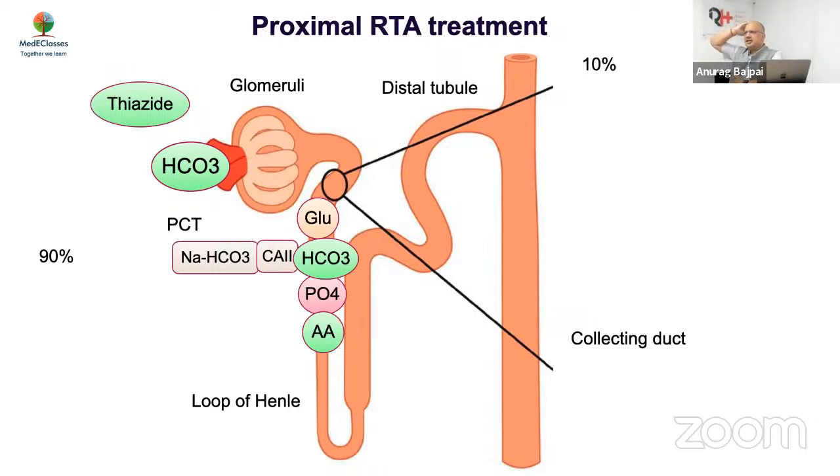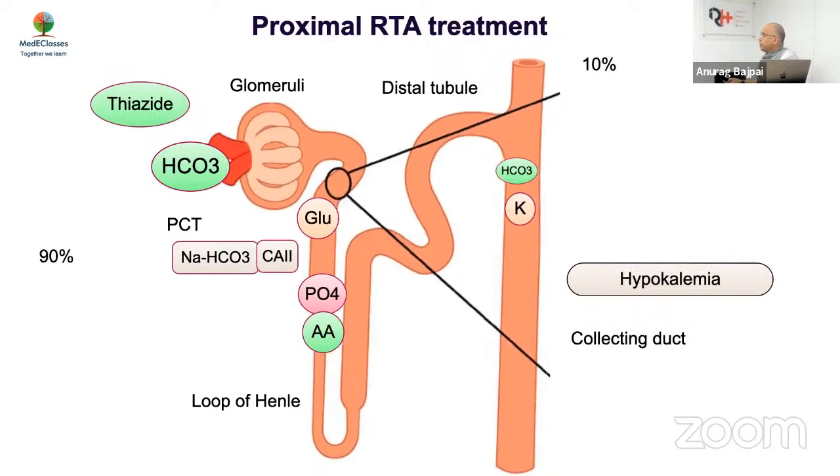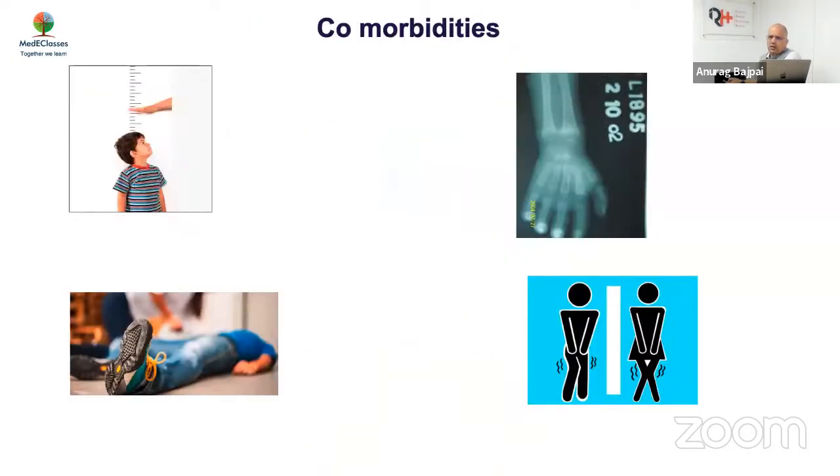So as I discussed earlier, proximal RTA is a milder form, more difficult to treat. Distal RTA is a severe form, more easy to treat. So here you would need a very high dose of bicarbonate. And once you give bicarbonate, as we discussed, if you have a sodium load, you will have an exchange there and you will develop hypokalemia. So here hypokalemia will worsen during treatment. So you have to be worried about that. You expect improvement in growth.